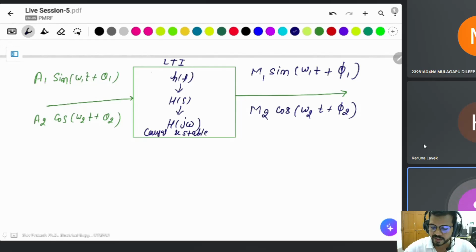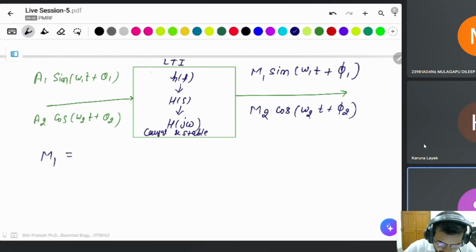If the system is stable, there is no need to take sigma plus j omega, because that represents the region where the system will converge. But a stable system always converges. That's why you can put s equal to j omega directly. Then what is the magnitude of m1?